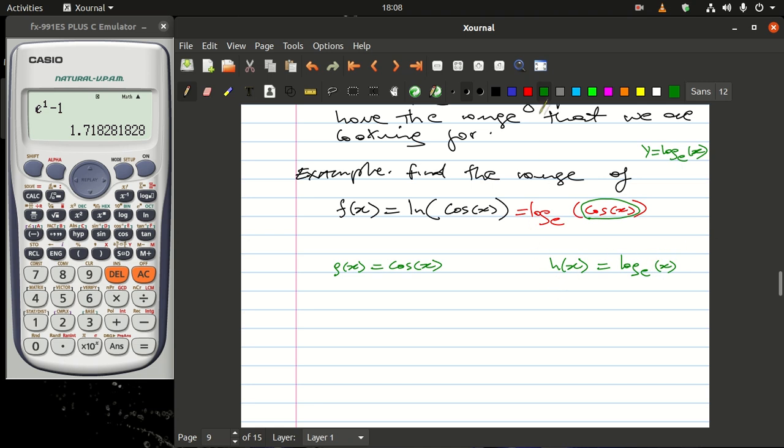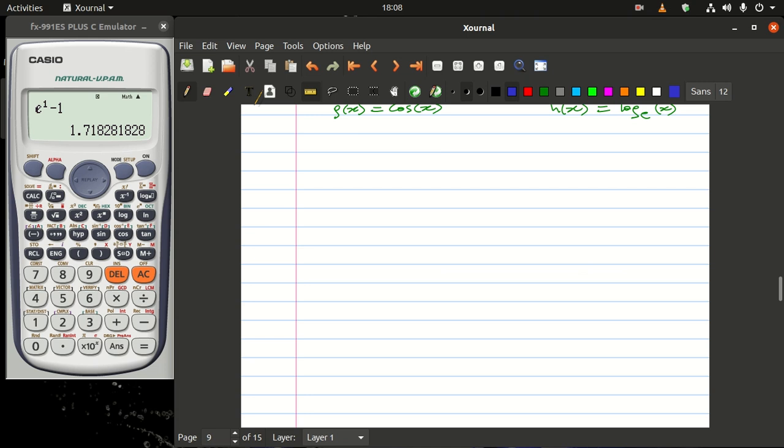Now, the next step is very simple, not hard. We just draw these two curves separately. You don't combine them. Right. So we draw these two curves.